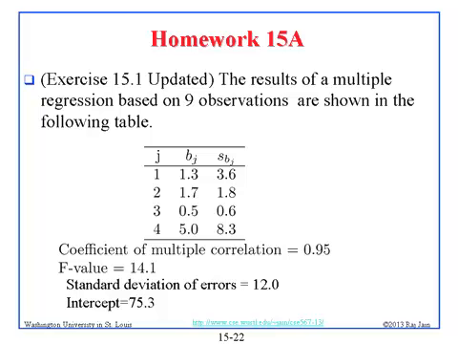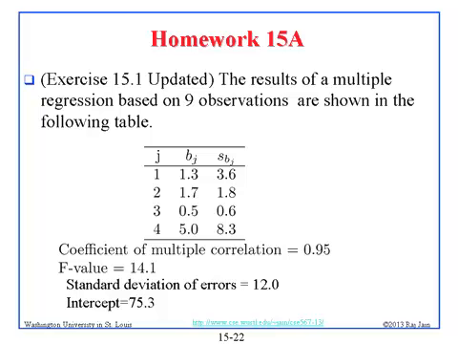So B0 through B4. Coefficient of multiple correlation is 0.95. Right? That is the R squared. And then this is the F value. Standard deviation of error is 12. So SE is given. Okay, I was thinking where is B0. This is the B0 intercept. So there are 4 parameters, and this is the intercept.